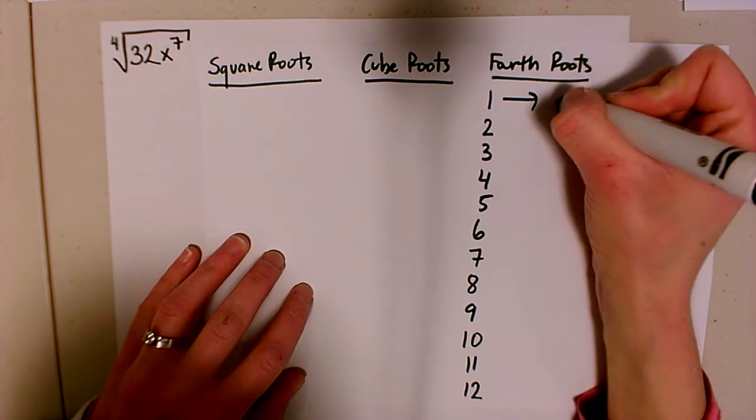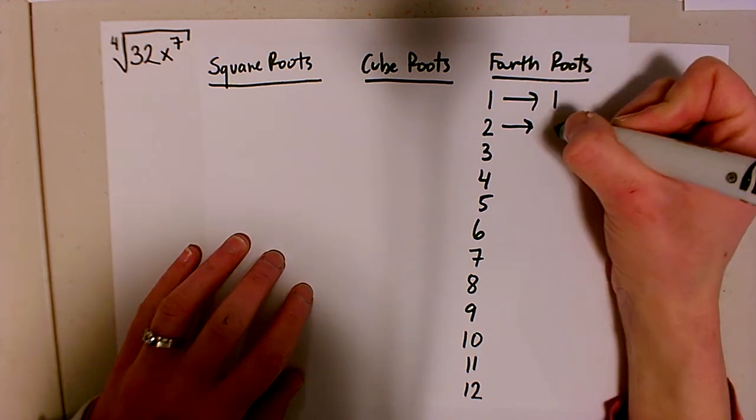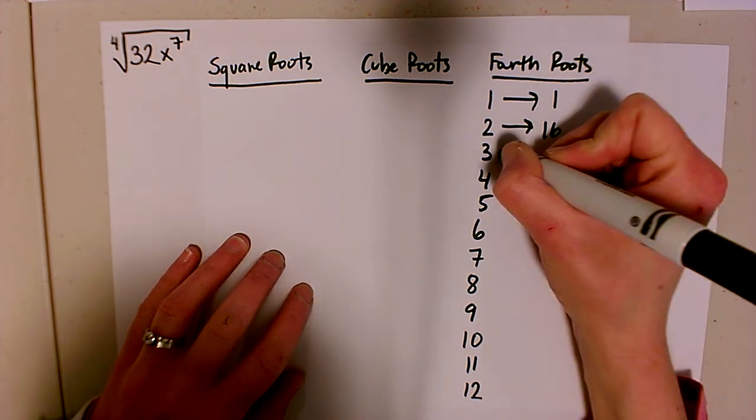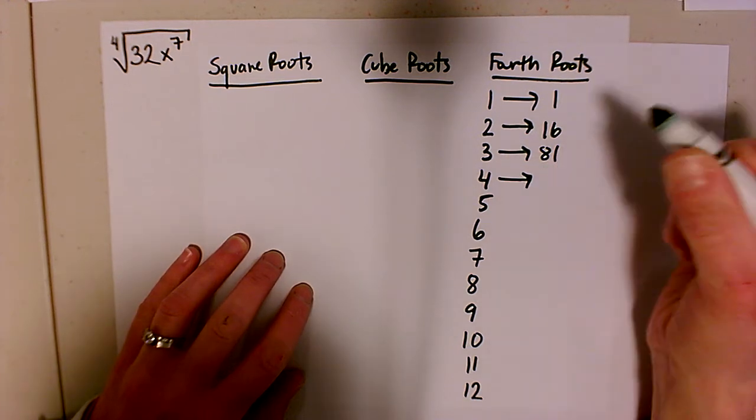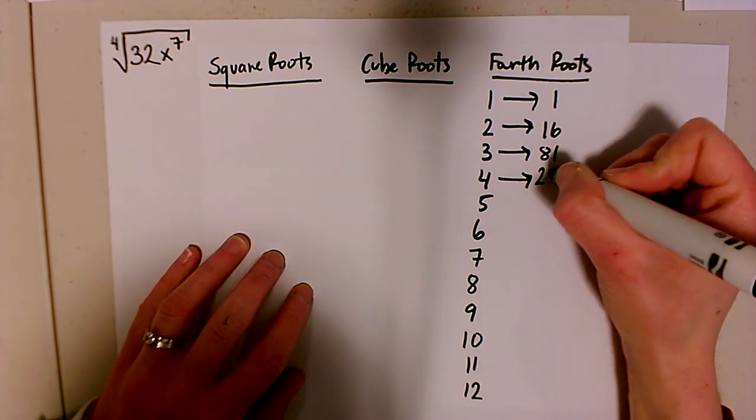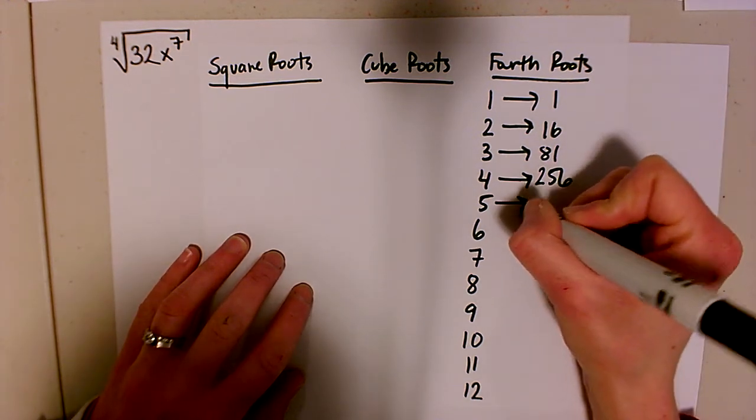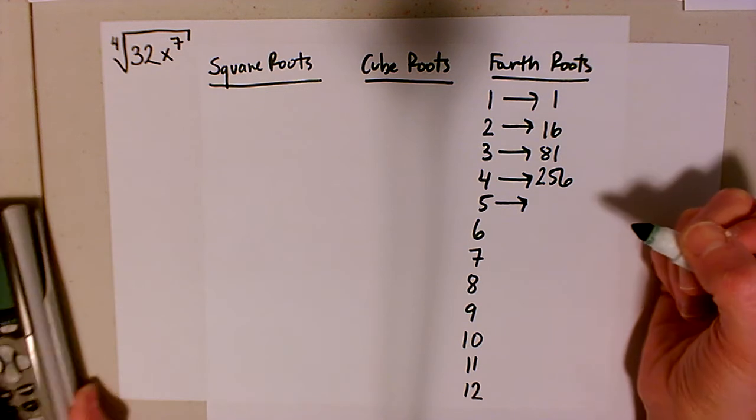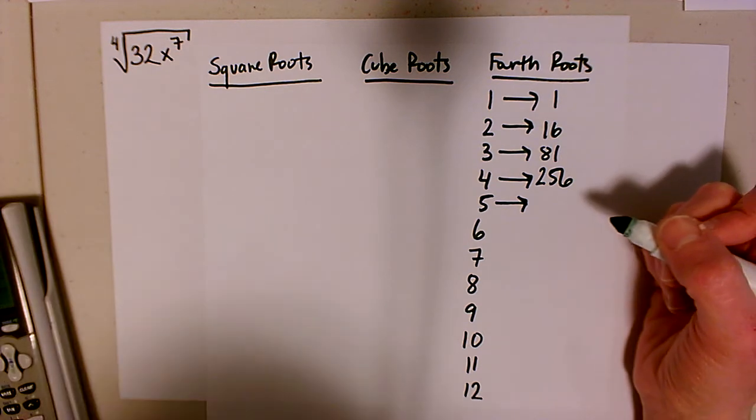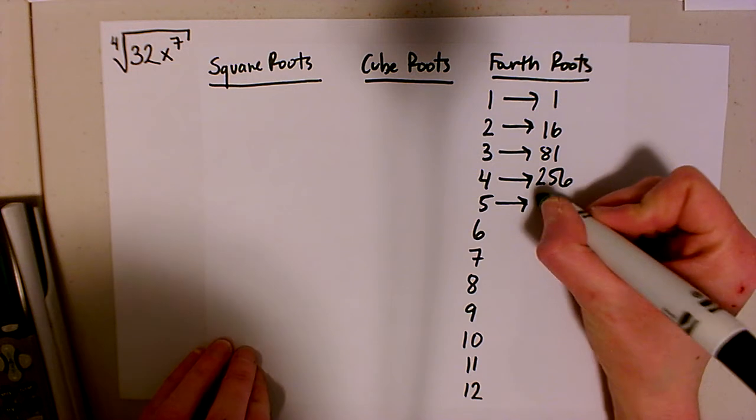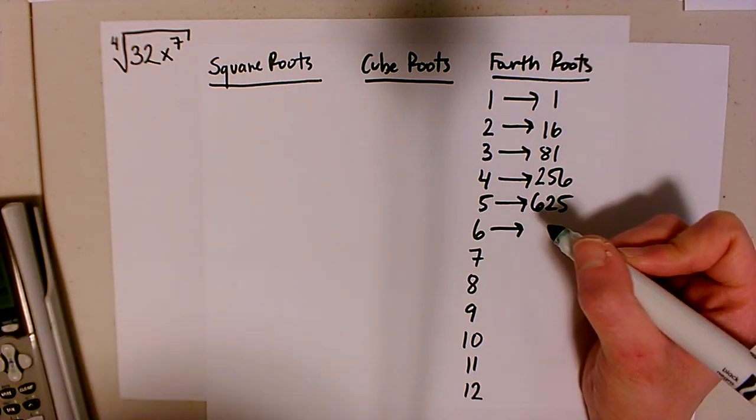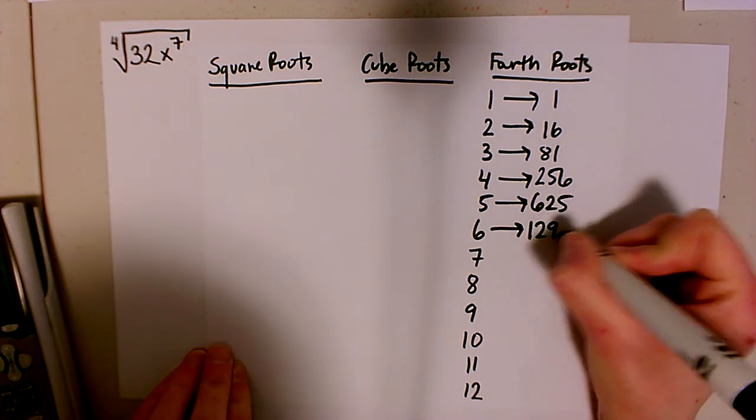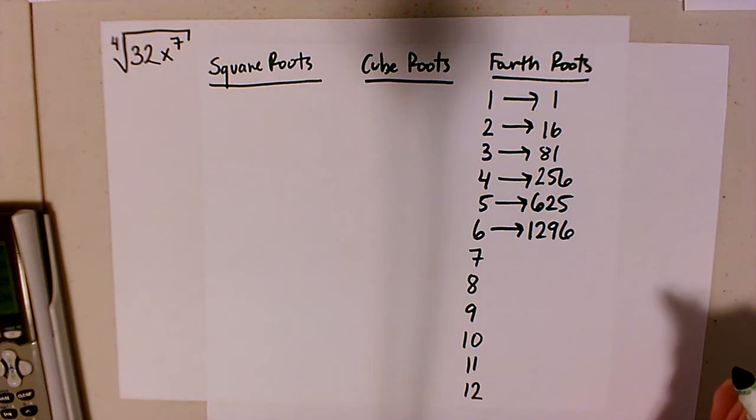Okay, so 1 to the 4th is 1, 2 to the 4th is 16, 3 to the 4th is 81, 4 to the 4th is 256, 5 to the 4th, I don't know that one off the top of my head. Let's see. 5 to the 4th is 625. 6 to the 4th is 1296. I think that's good enough for now.